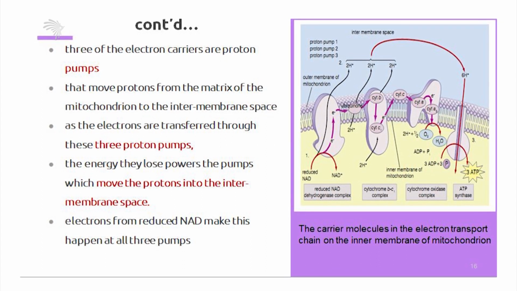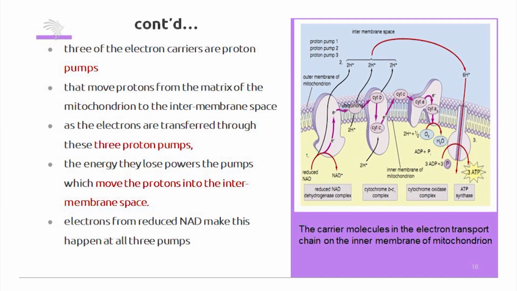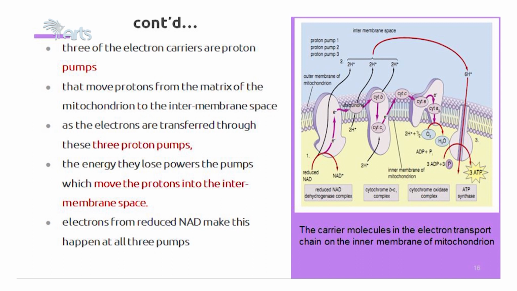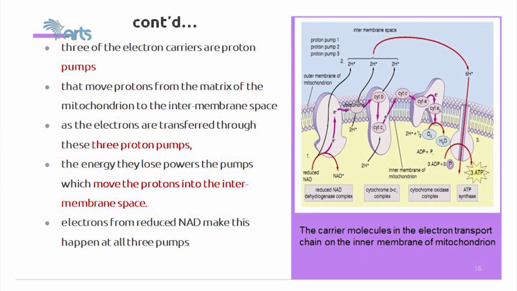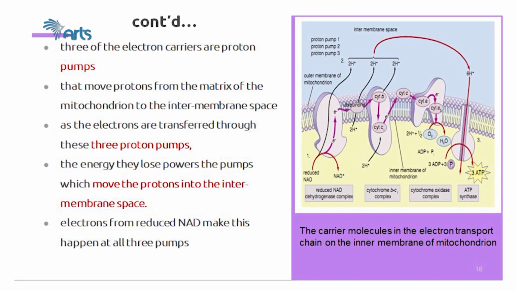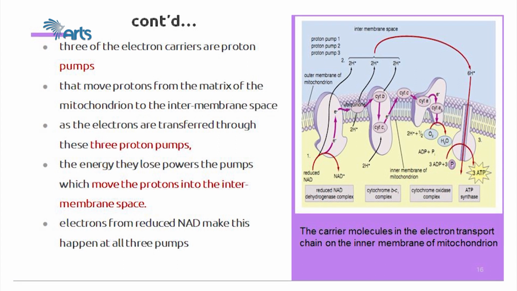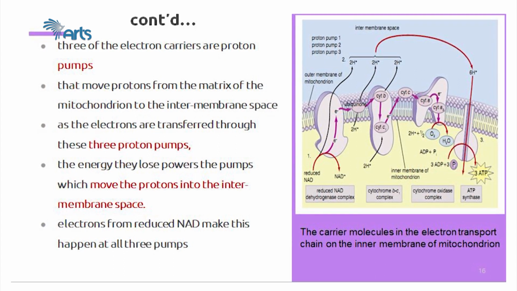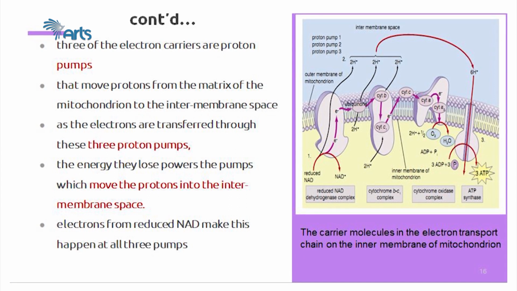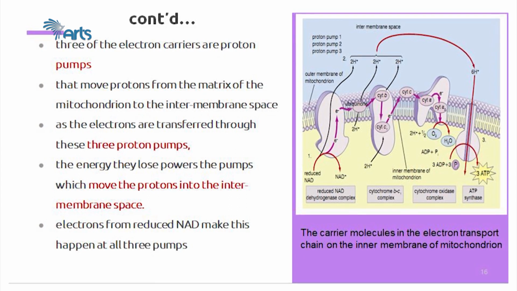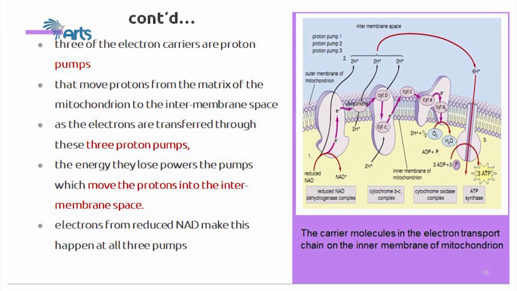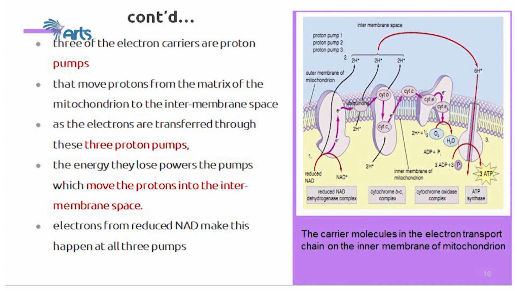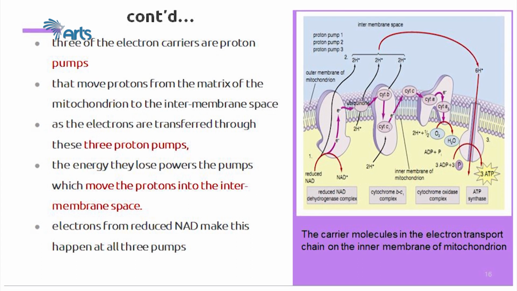These proton pumps move protons from the matrix of the mitochondria to the intermembrane space as the electrons are transferred through these three proton pumps. So there are three proton pumps between the matrix and the intermembrane space. In between these, the hydrogen ions are released. The energy they lose powers the pump, which moves the protons into the intermembrane space. Electrons from the reduced NAD make this happen at all three pumps.